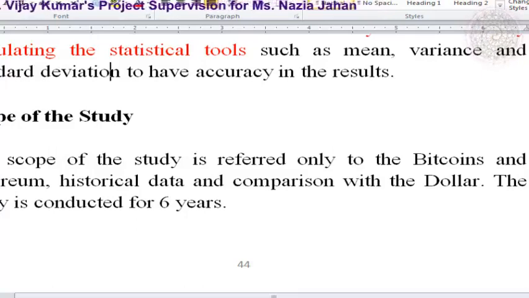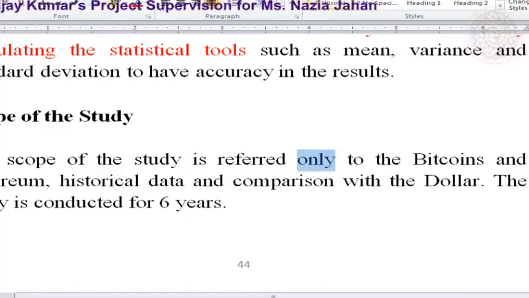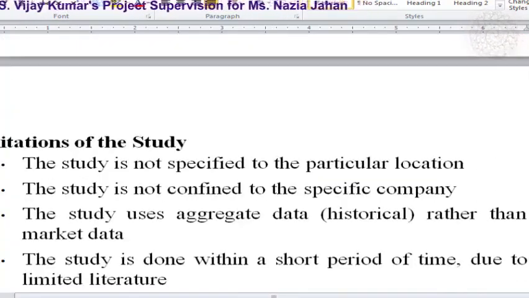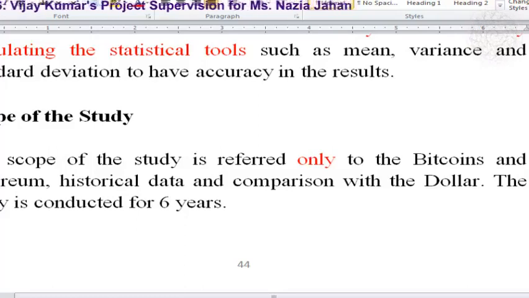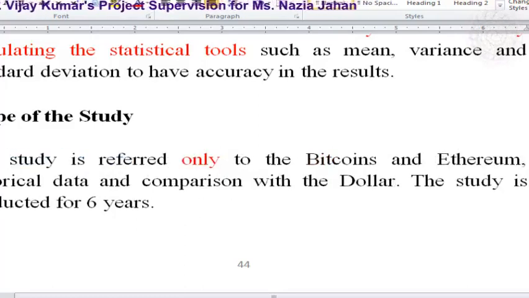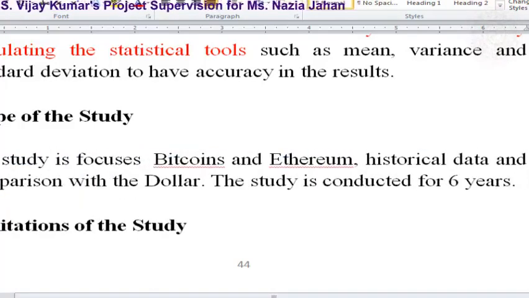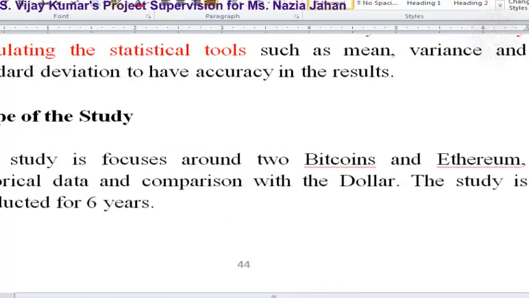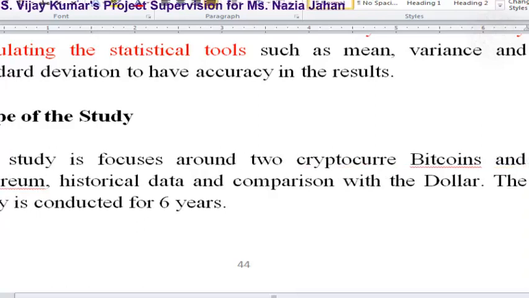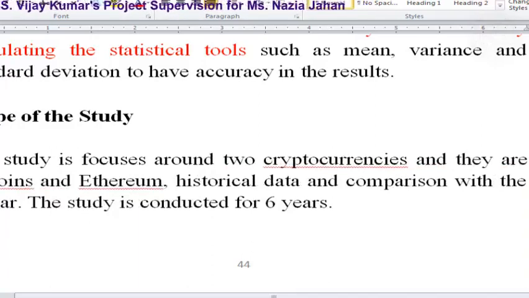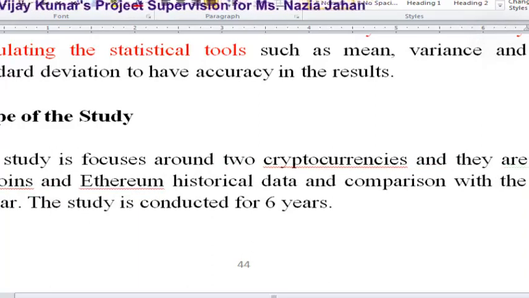Scope of the study. The scope of the study is referred only in the Bitcoins. So it is referred only, yeah. The word only should not be there in the scope. Only should be there in limitations, not here. Here, don't write scope again in the scope. The study focuses on two cryptocurrencies. Okay, please change it, write it, and they are Bitcoin and Ethereum. Full stop. Why a comma again here?